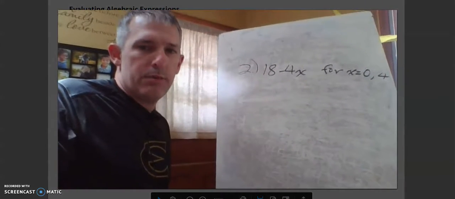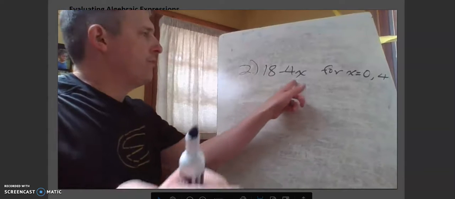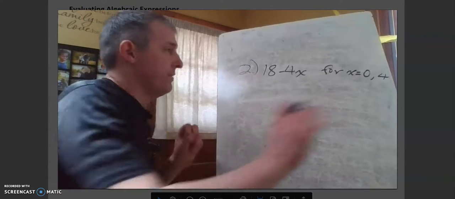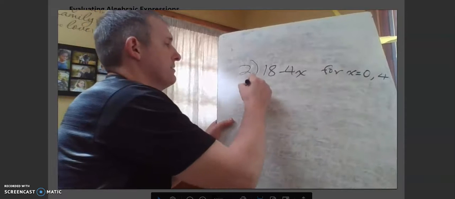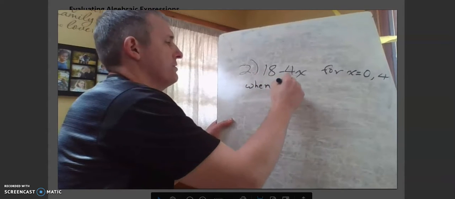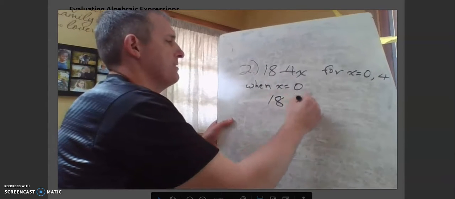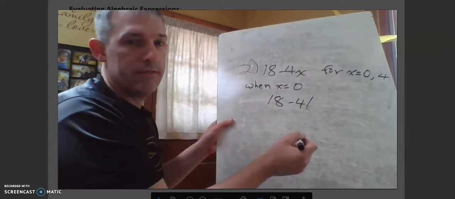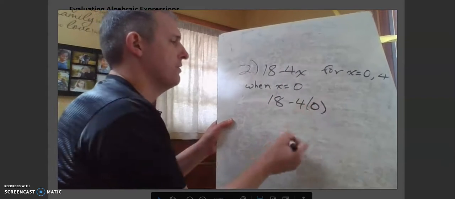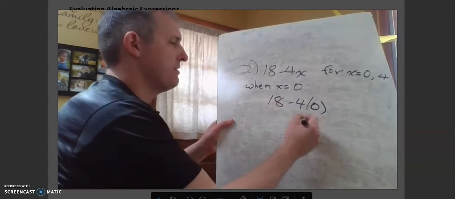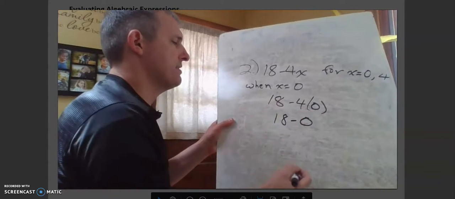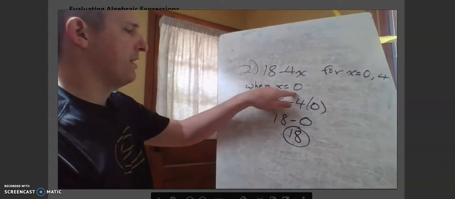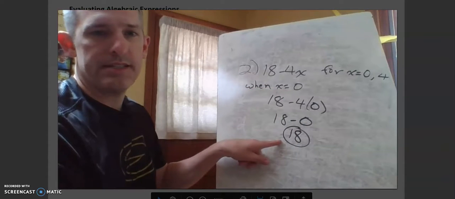What I need to do is plug in 0 for x. There's going to be 2 problems here, 2 answers. First, we're going to use when x equals 0. So let's do 18 minus 4. Remember, we're multiplying 4 times 0, not 40. It's not a 40. We do 4 times 0. Well, what is 4 times 0? It's 0. So it's basically 18 minus 0, or 18. So that's one of our answers. So when x is 0, our answer is 18.